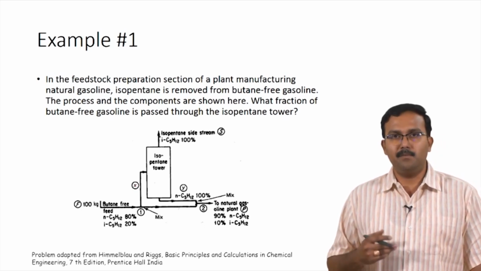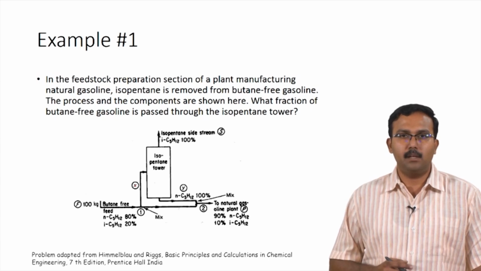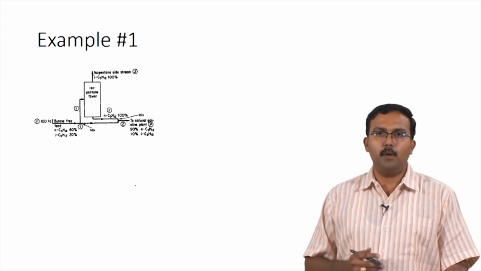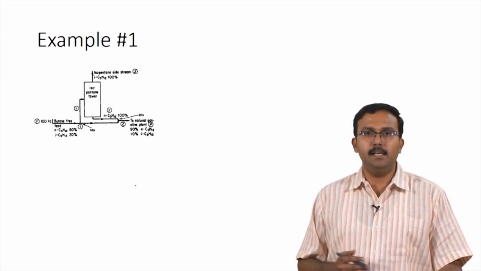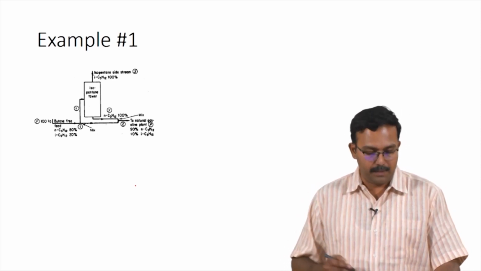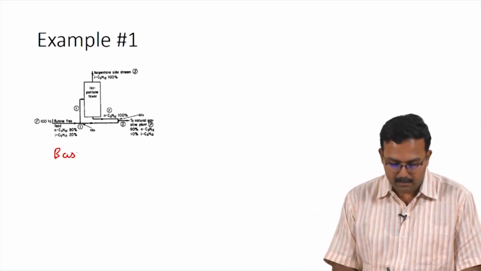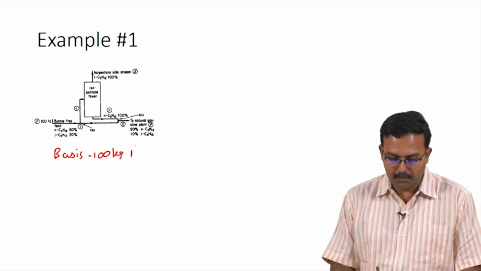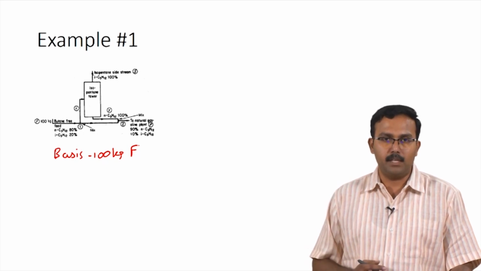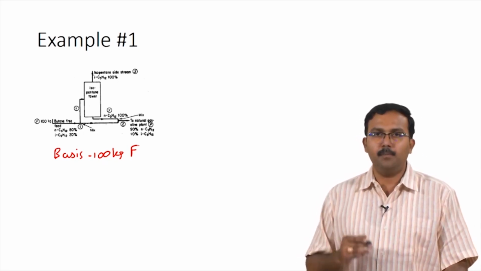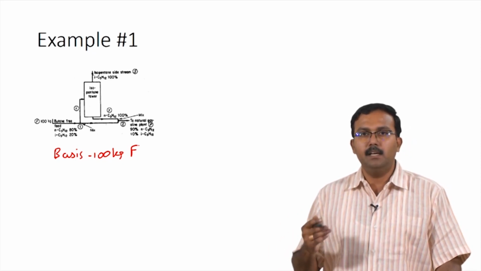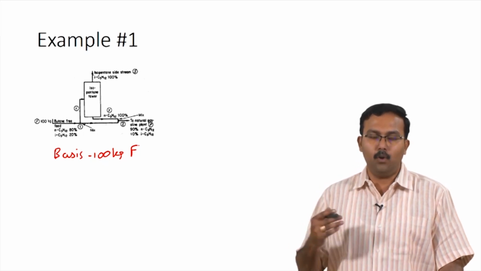Now, what would be the system we would want to choose for performing these calculations? The first step for any material balance problem is to identify the basis. In this problem, 100 kilograms of butane free gasoline is being fed to the system, which means the basis would be 100 kilograms of butane free feed. So, we will use the basis as 100 kilograms of F. We can identify different systems for performing the material balance calculations. To identify how much of the isopentane side stream, which is S, and the natural gasoline which is being sent to the plant, P, are being produced, we will consider the overall system.